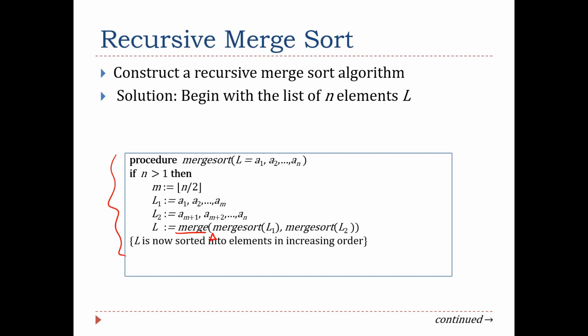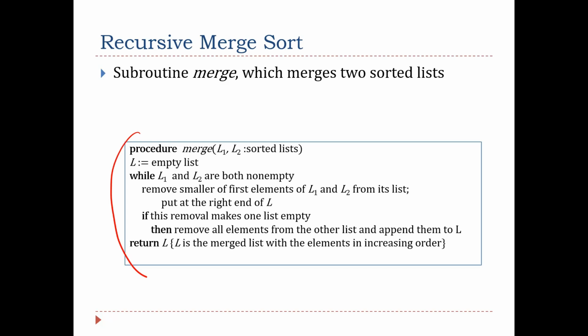So we have the merge sort of each sublist, from A1 to AM, and from AM plus 1 up to AN, where M is equal to the floor of N over 2. Okay, so you see it's exactly the same pseudocode that I used on the previous slide. Maybe the new piece of code is the code of the merge function. So it's worth taking a look at it.